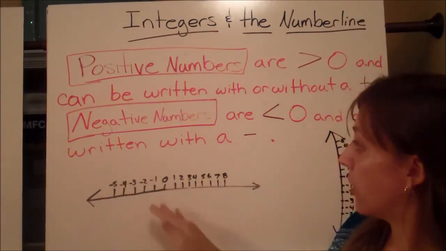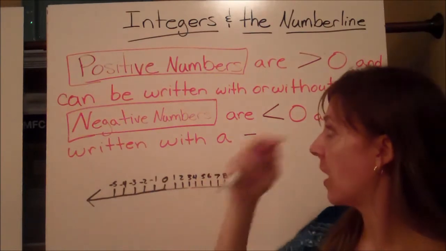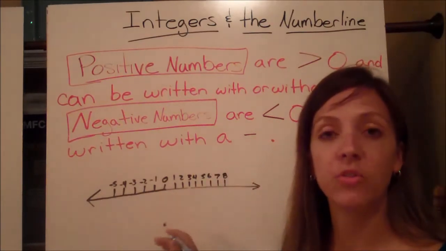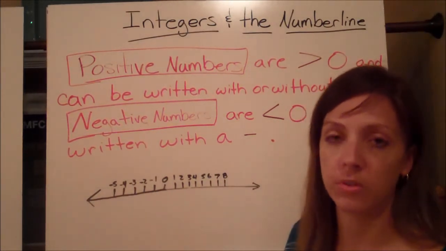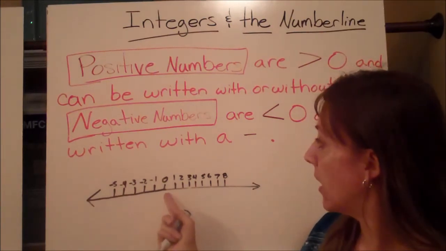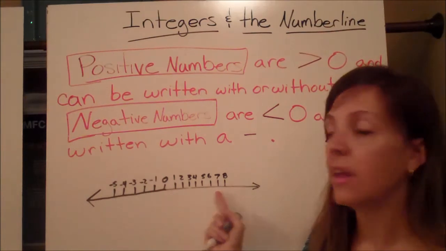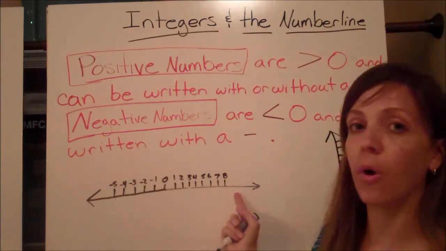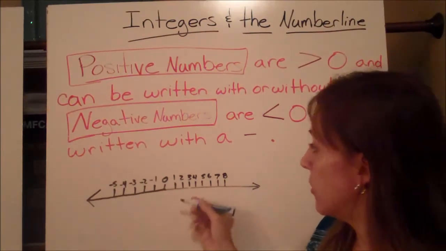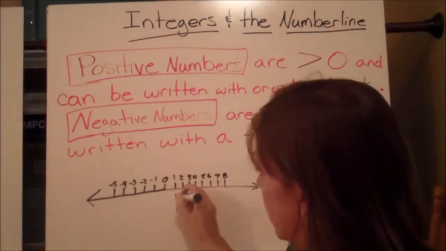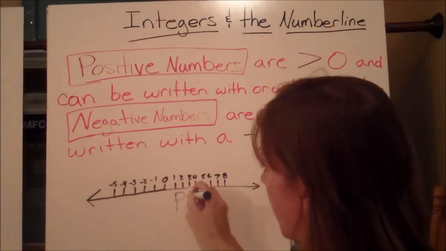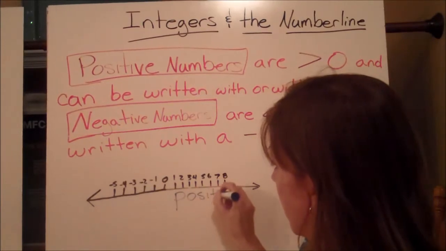Okay, so I have two number lines here, and I'm going to point out to you which numbers are your positive numbers and which ones are your negative numbers. Now, I'm going to start at 0, and I'm looking to the right of 0, and all the numbers to the right of 0 are positive numbers. So, on the right side of the number line, we have positive numbers.